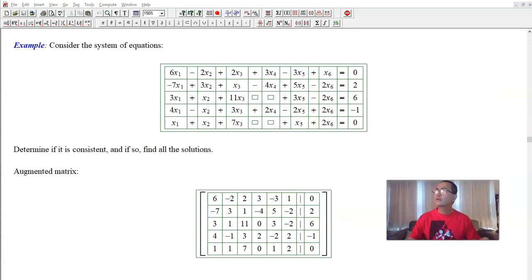Get it? Wow, that's a big system. Ha, just kidding. Yeah, it is a big system.